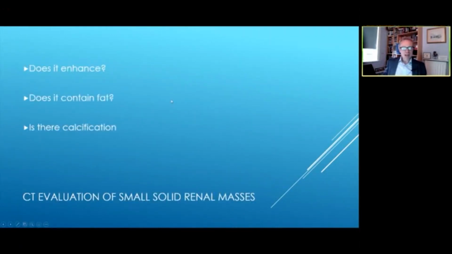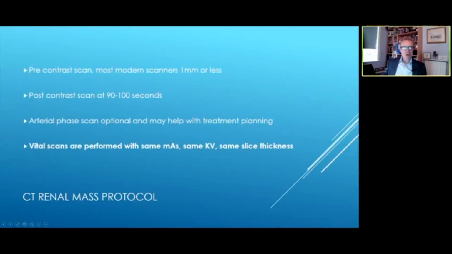So how do you evaluate these small solid renal masses on CT? You need to know, does it enhance? Does it contain fat? Is there calcification? Three basic things. So we have a CT renal mass protocol. This varies from centre to centre, but generally there must be a pre-contrast scan. All the scanners these days produce nice thin slices, 1 millimetre or less. You need a post-contrast scan.